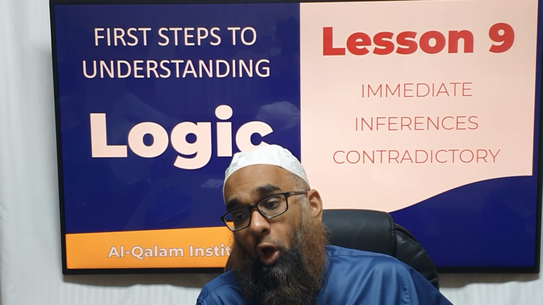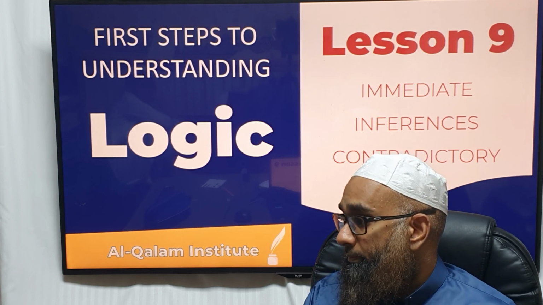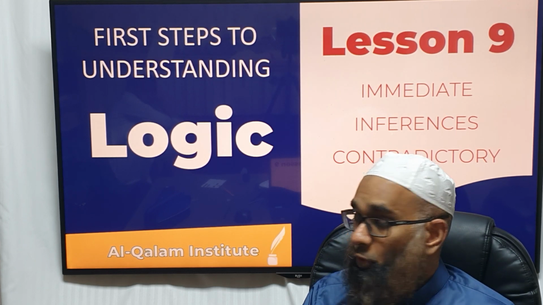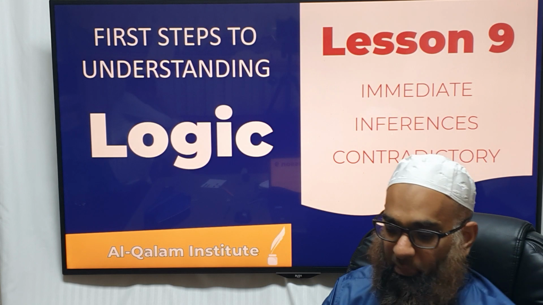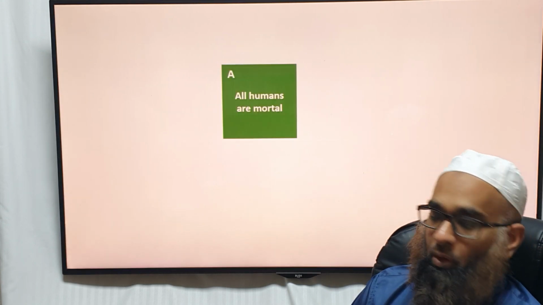Okay, so we continue about immediate inferences. And we've covered conversion and we've also covered obversion. So far, so good? Okay. Now, in here we do contradictory. Before we go to contradictory, let's understand the square of opposition.